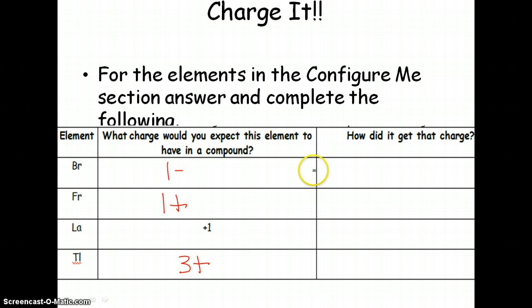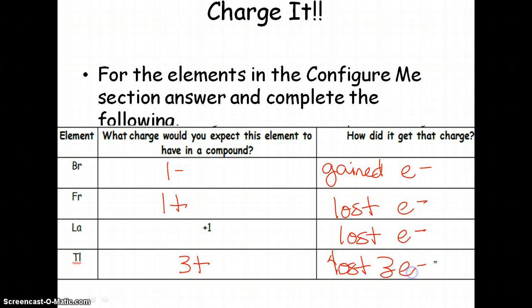Okay, so this one had to have gained an electron to become negative. This one lost an electron. Again, we lost an electron. And then here we lost 3 electrons.